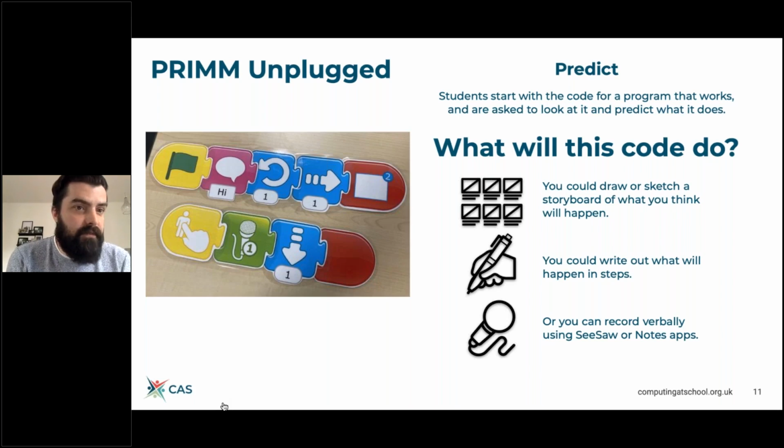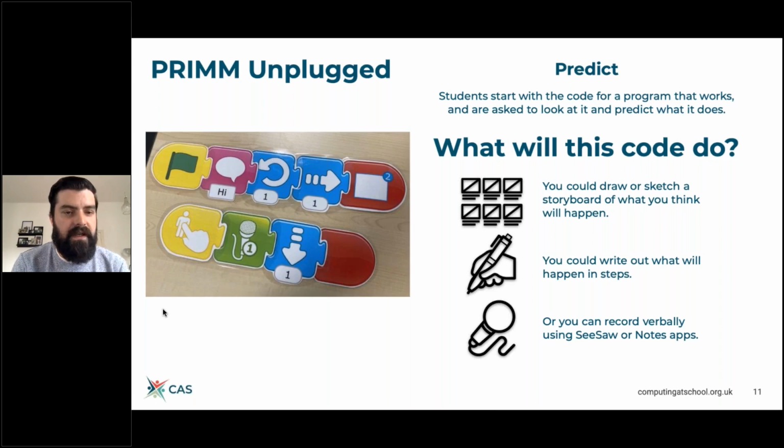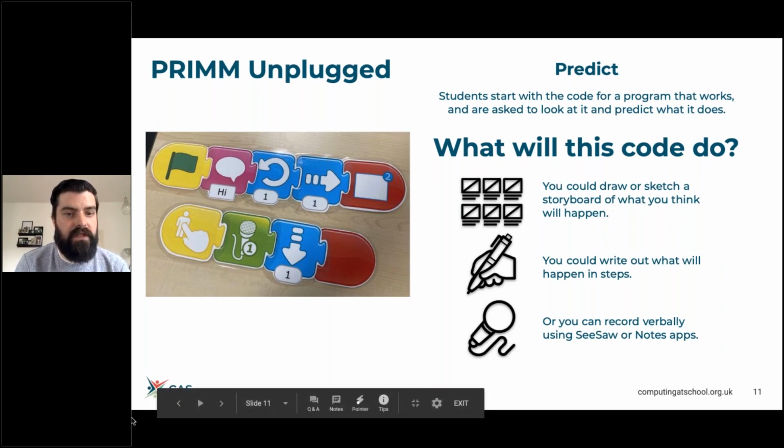But so PRIMM, the P stands for predict. The first thing you would do is start with code for a program that already works. There's tons of stuff you can find on Scratch. There's tons of projects on Scratch Junior if you're not totally up with it yourself that you can download or use. What's really good about Scratch and Scratch Junior is you can print off these code cards that are on the screen. I've printed them off, and we've got a set, so I've got 5 per class, just because we would work in groups. And the kids can then put the code together.